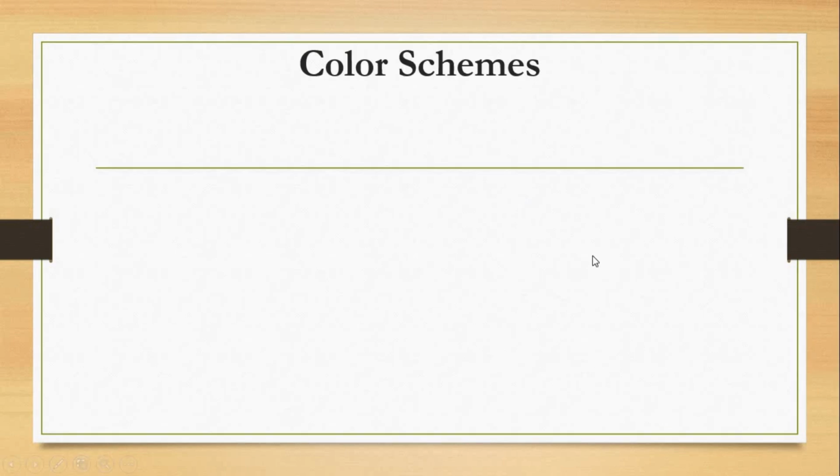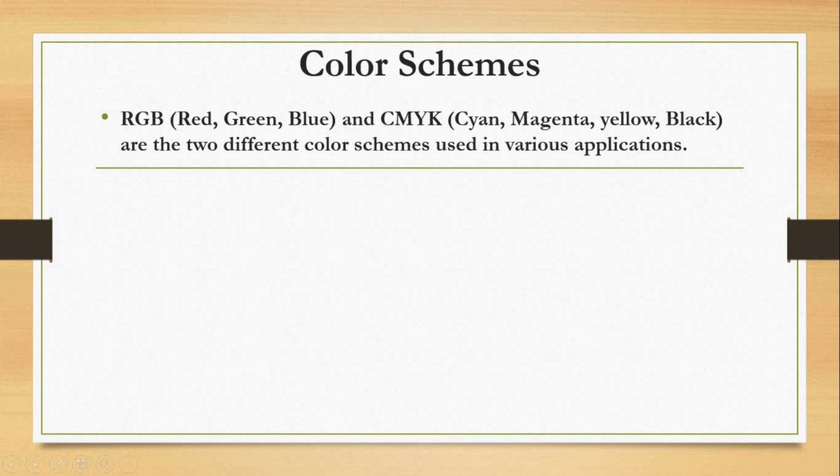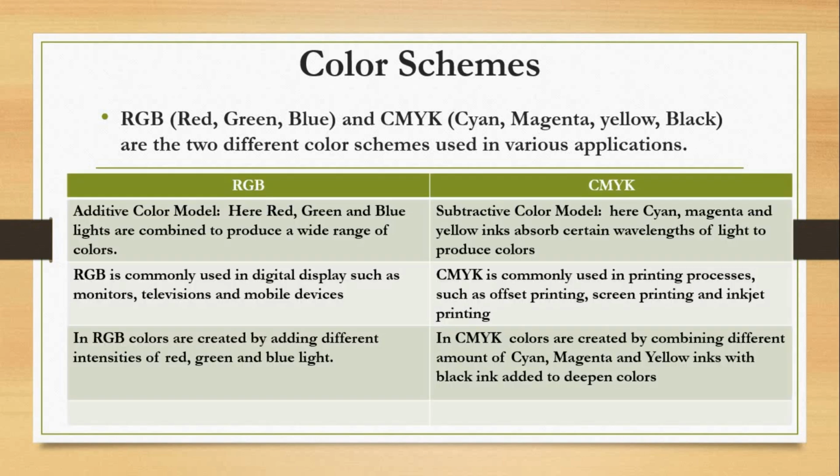Our next topic is color schemes. There are two different color schemes used in various applications. One is RGB, which stands for red, green, blue, and the other one is CMYK: cyan, magenta, yellow, black. So let's see the difference between the RGB color scheme and the CMYK color scheme.